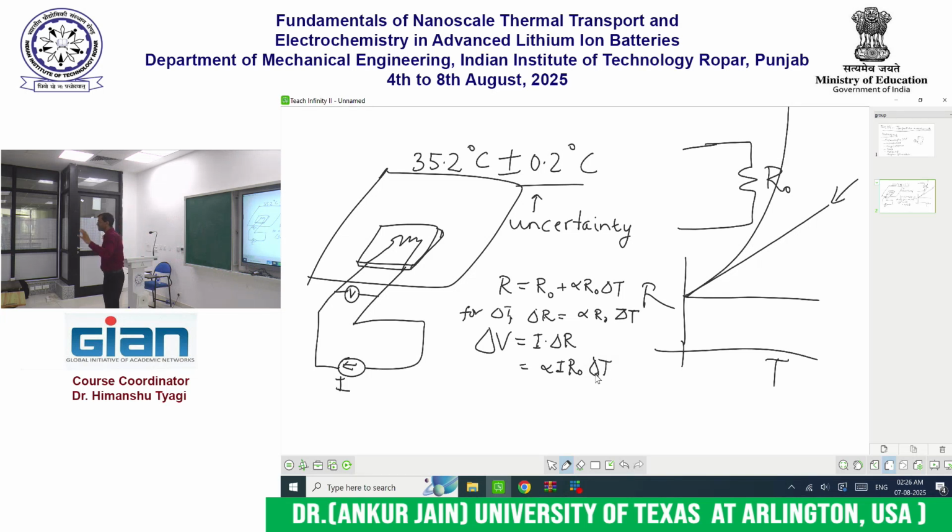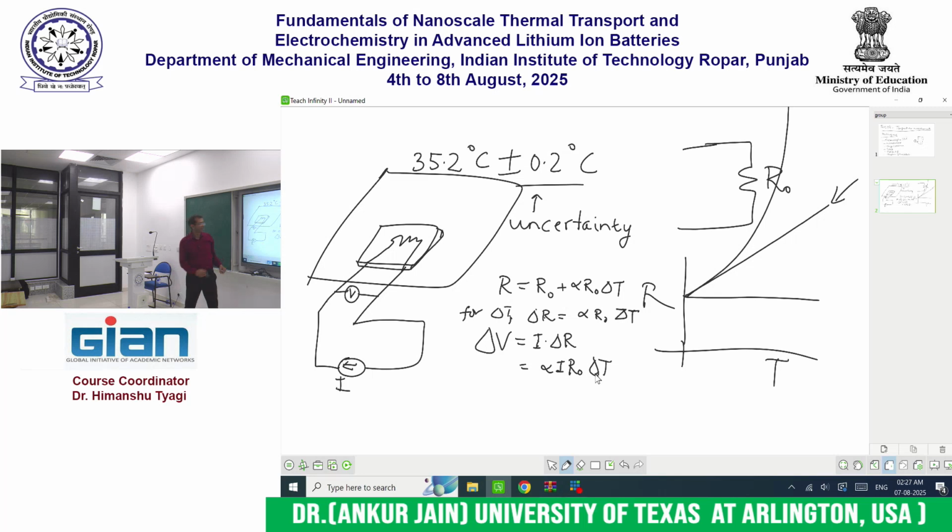When I design this experiment, should my delta V be large or small? Suppose I am trying to measure a change in temperature of 0.1 degrees C. I am ambitious here. I want to measure a change in 0.1 degrees C. The resulting change in voltage, should it be large or small? So that if there is a change in 0.01, then we can configure that. Yes, absolutely. I would like this to be large enough to be measurable.